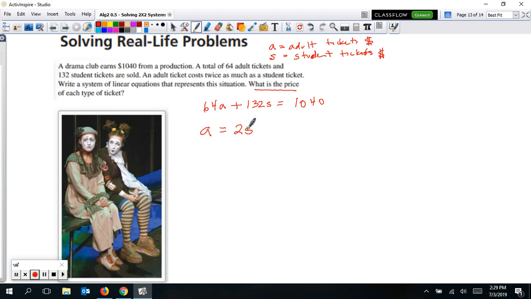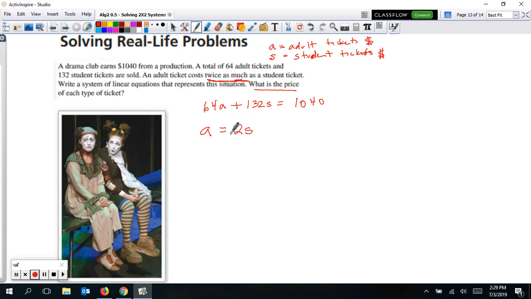I know it's a very simple equation, and that's fine. It's nice and easy to work with. That's what it's saying here: the adult ticket costs twice as much as a student ticket. So one adult ticket is equal to basically 2 times a student ticket.